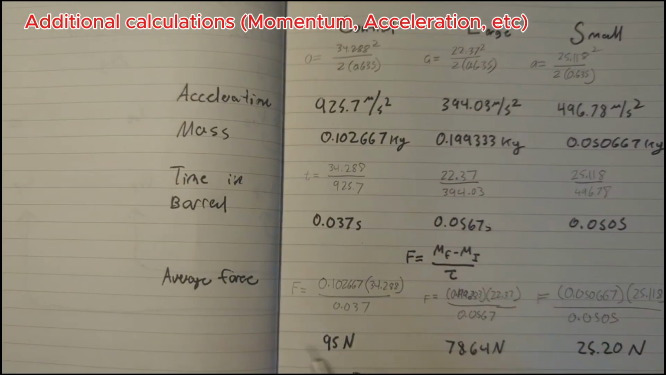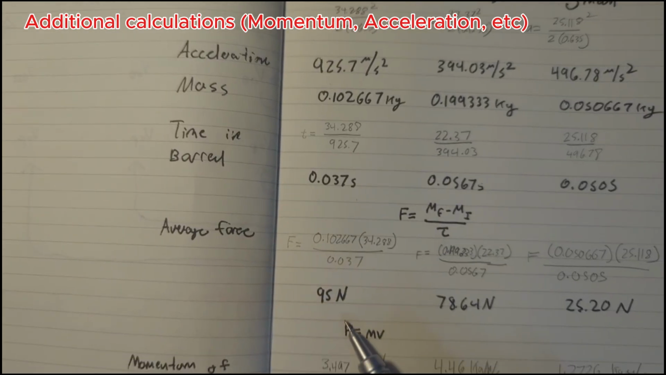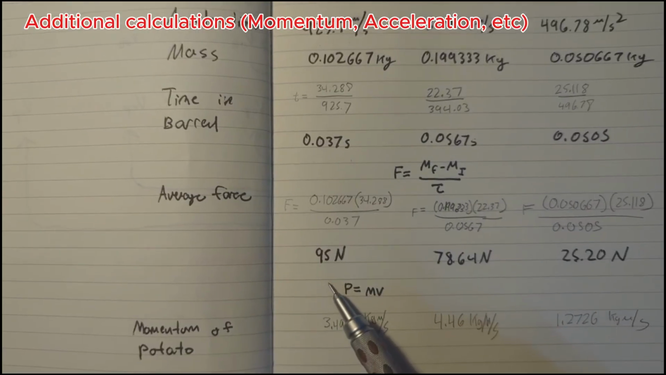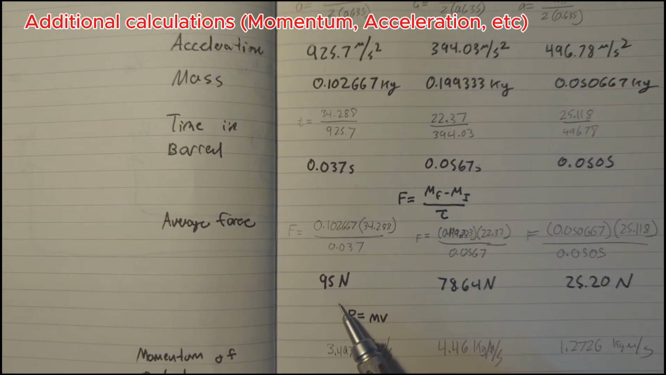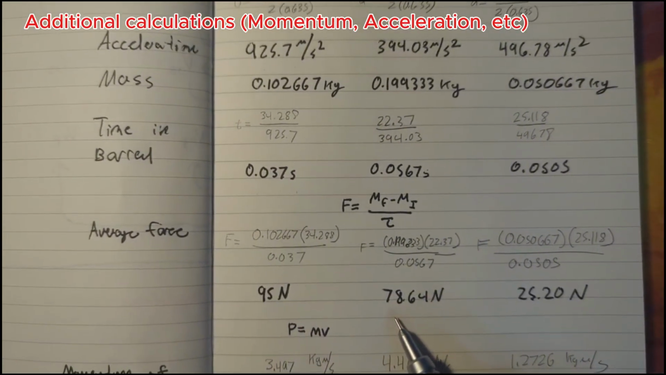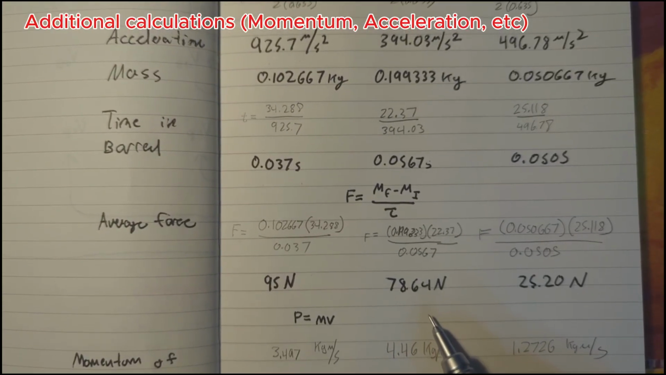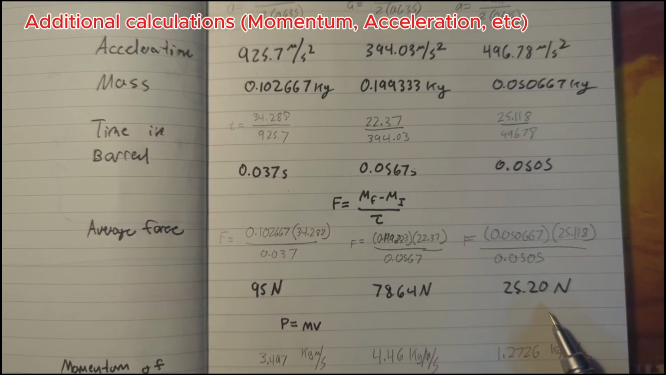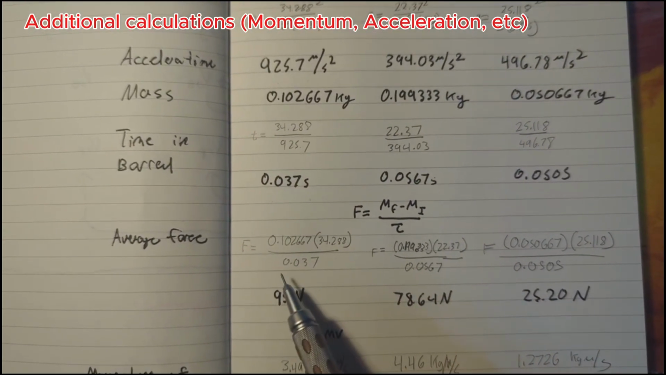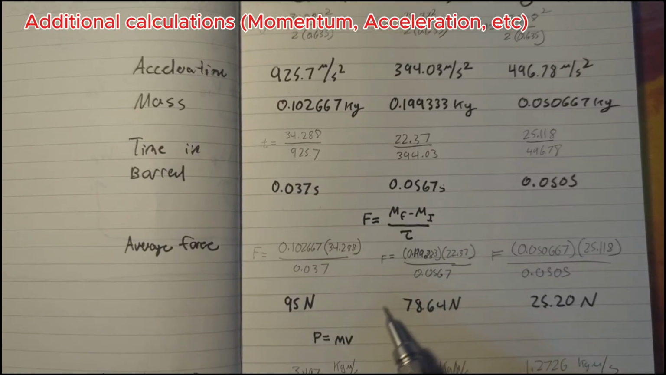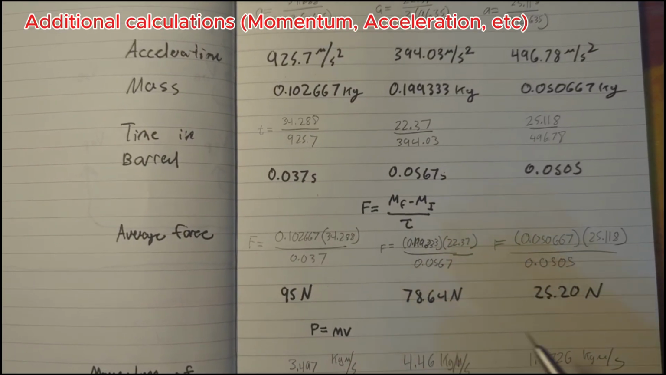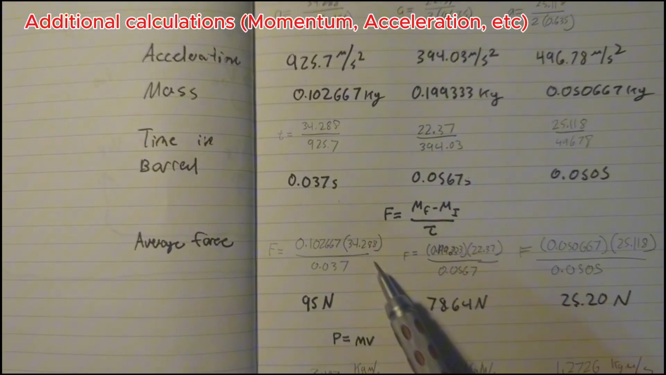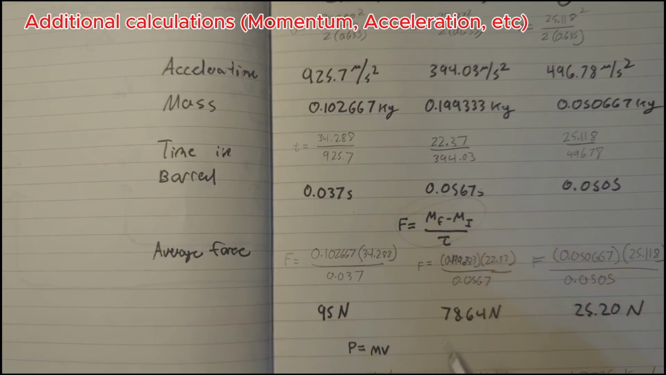With that time, I can calculate the average force exerted on the potato by the barrel, or the combustion behind it in the barrel. So 95 newtons for the control, 78.64 newtons for the large, and 25.2 newtons for the small. Because the large potato, even though it has a higher momentum, spent more time in the barrel, this is lower. And this was the formula I used. That's the average force formula.